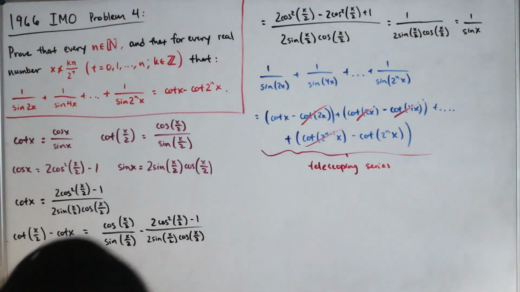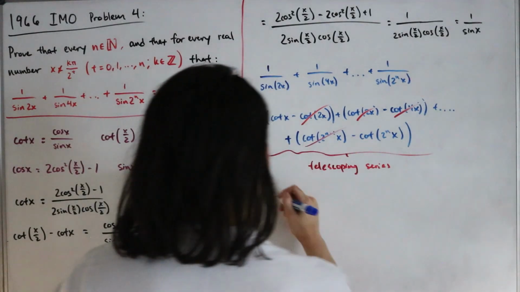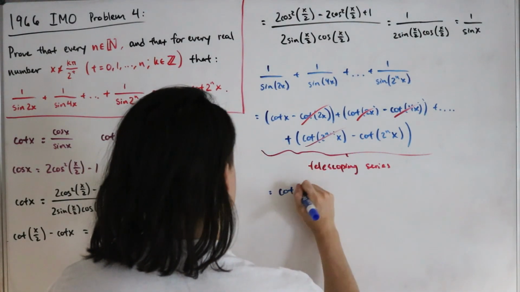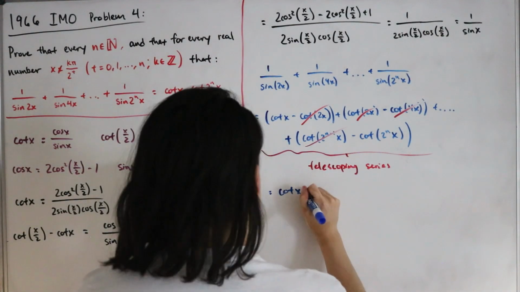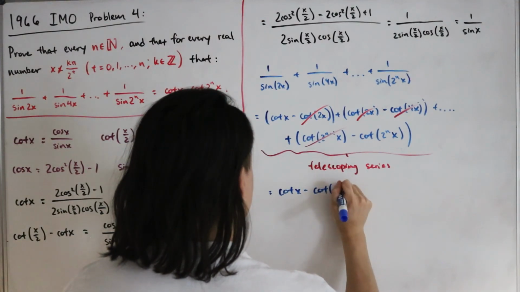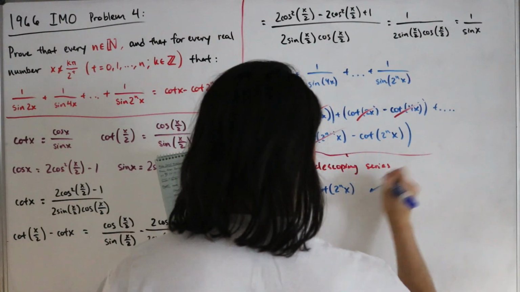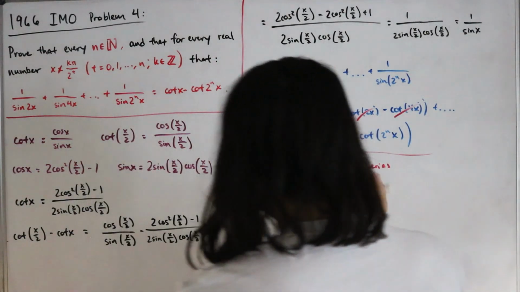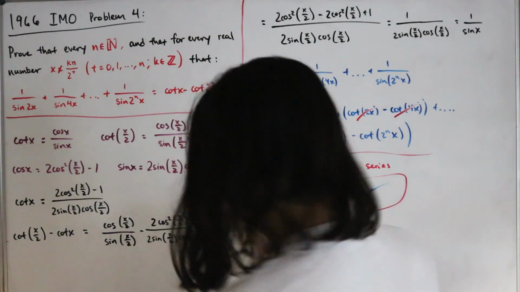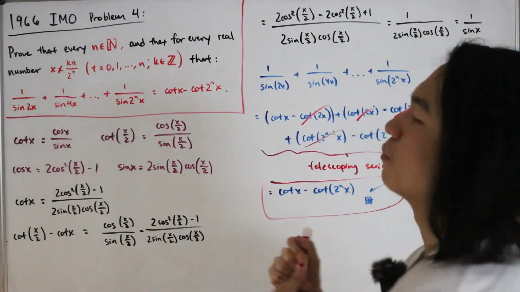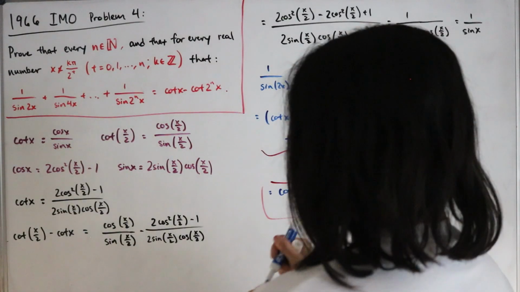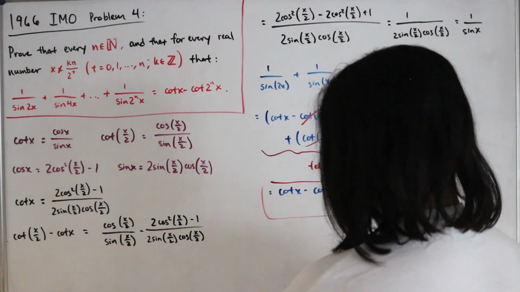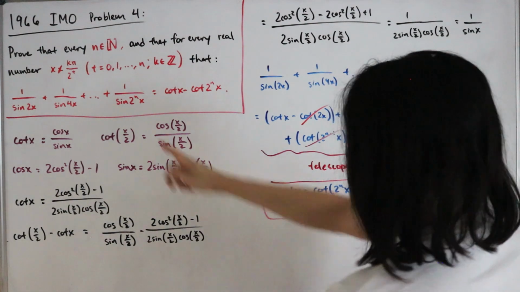So that means we're just left with the last two terms. Therefore it's just cotangent of x, and then subtract cotangent of 2 to the power n times x, which of course proves our equality of the left-hand side and the right-hand side, just like that. That completes the proof, utilizing the cotangent definition and its half-angle identity.